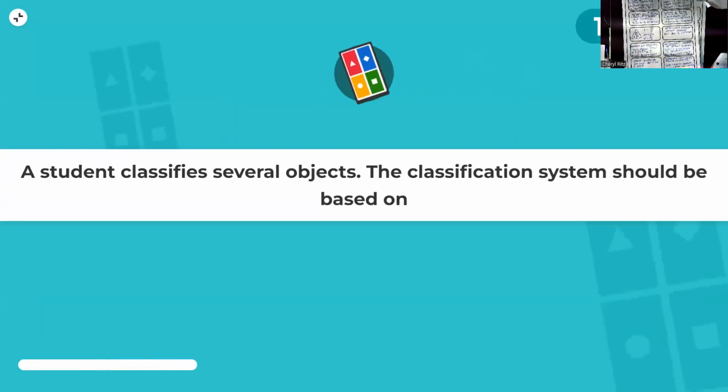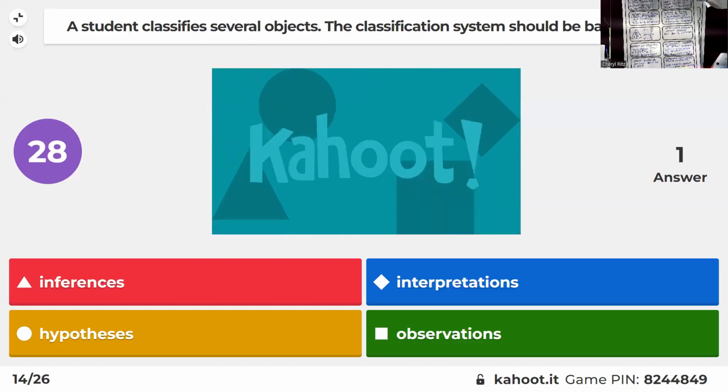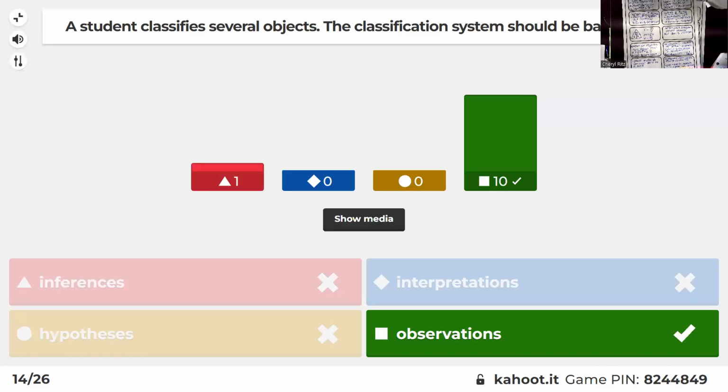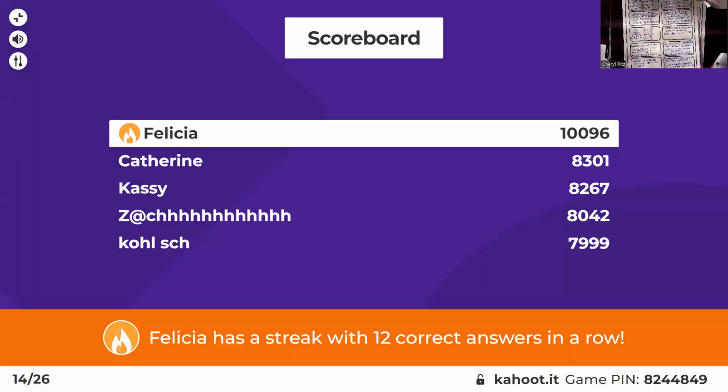Last one for today. A student classifies several objects. The classification should be based on. Always classify based on observation. Nice work. We obviously didn't get through the whole thing. Just make sure you review for tomorrow.